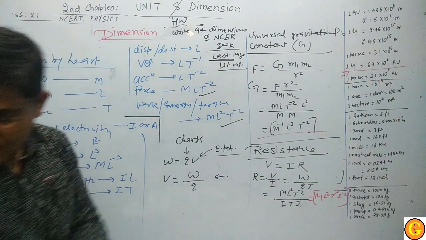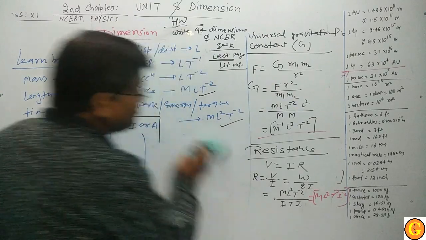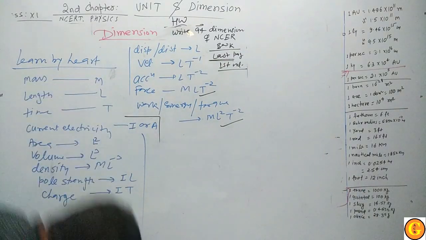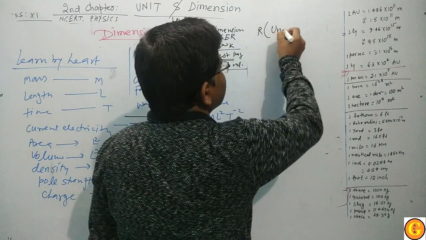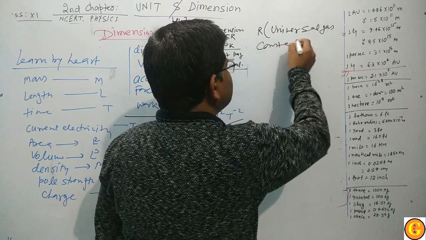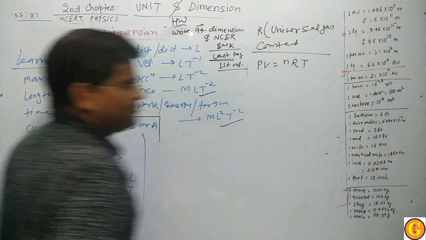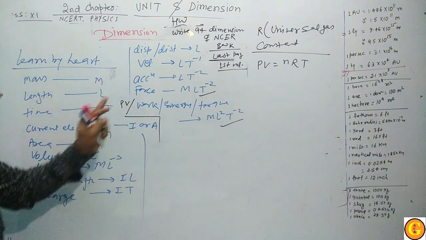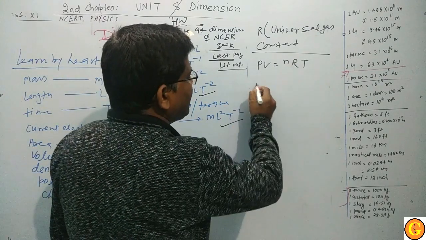One more example I will explain: the universal gas constant, known as R. PV equal to nRT, a very famous formula. PV is also work. Work, energy, torque, all have dimension ML² T⁻². And we want to find the dimension of R.